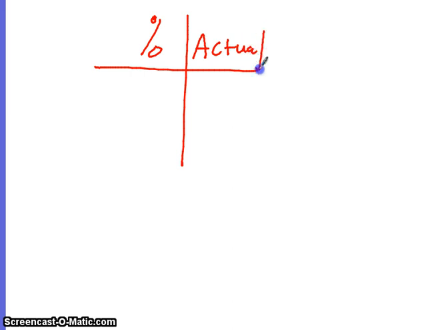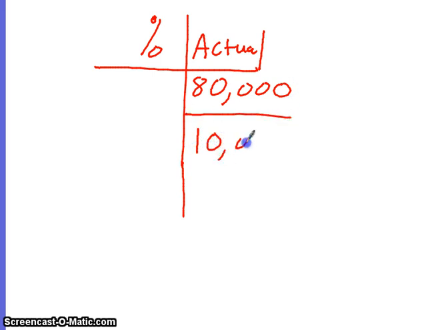The town's population increased from 80,000 to 90,000 in 10 years. So here's your percent. Here's your actual. Increased from 80,000 to 90,000. So 80,000 went up 10,000, right? So there's your change, and 90,000 is your new. That's your setup.